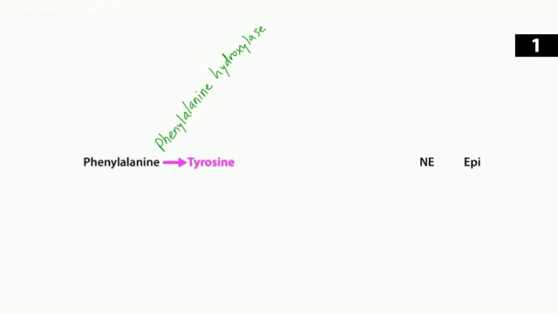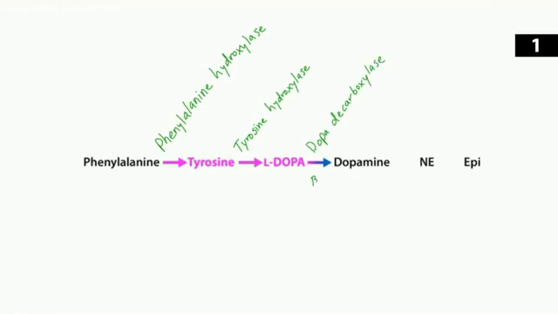Next, going from tyrosine to dopa, the enzyme tyrosine hydroxylase adds another hydroxyl group. Next, you go from dopa to dopamine, and the enzyme here is dopa decarboxylase. This requires B6, and this is the enzyme inhibited by carbidopa. Next, you go from dopamine to norepinephrine, and then the last step is norepinephrine going to epinephrine.